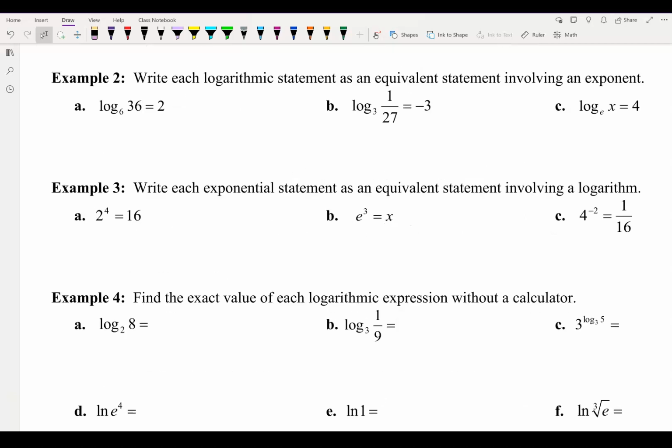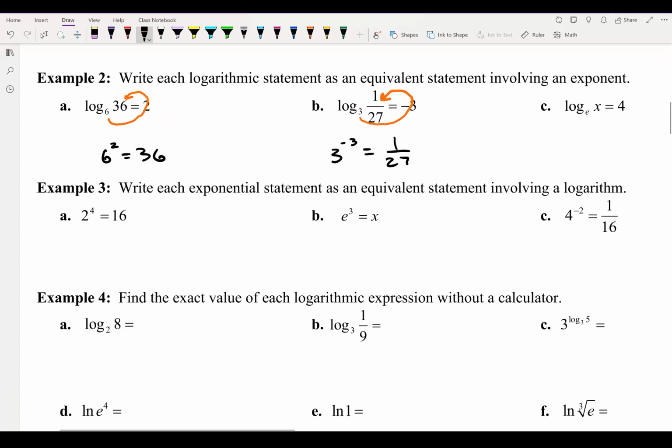In example 2, they want us to write each of the logarithms as an equivalent statement involving an exponent. With this first one, again, if you want, you can start at the base and raise it to that power, equaling this. So we end up with 6 squared equals 36. Same idea here. Start with the base, raise it to that power equals this. So we have 3 to the negative 3 power equals 1 over 27.